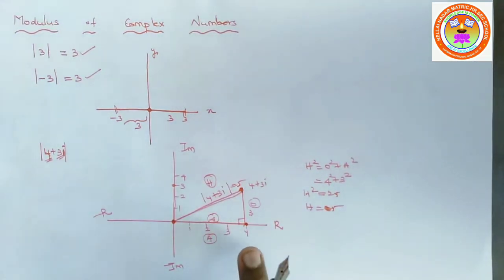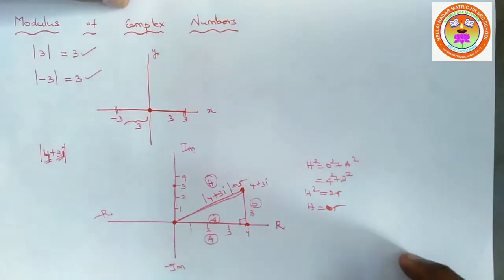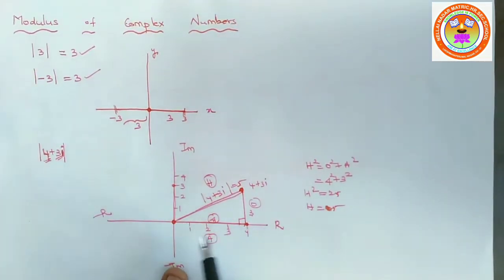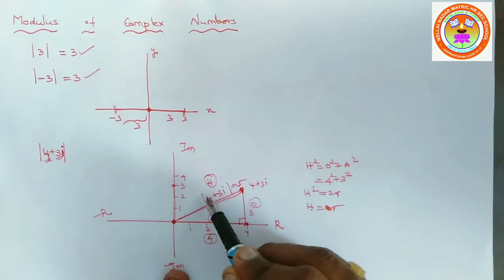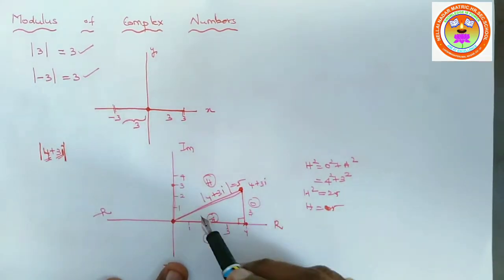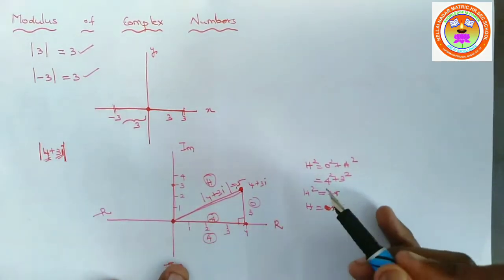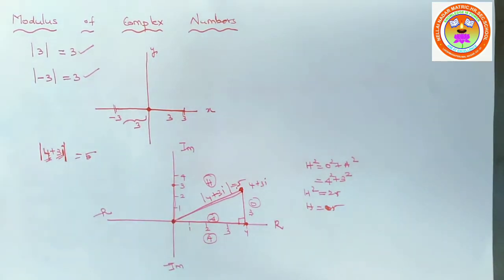So this is called geometrical representation. I am representing this geometrically. So we have found the distance between the origin and the complex number. So only we are using the modulus. The distance between the origin and the complex number is nothing but 5. How? Using the Pythagoras theorem. So our answer is nothing but 5. You can take some other examples also.